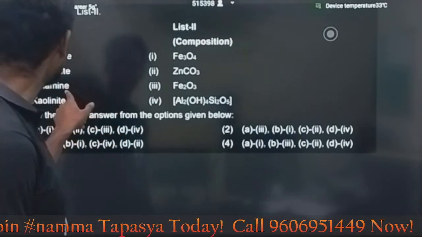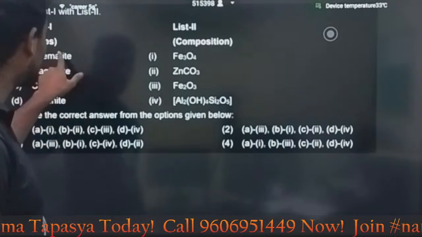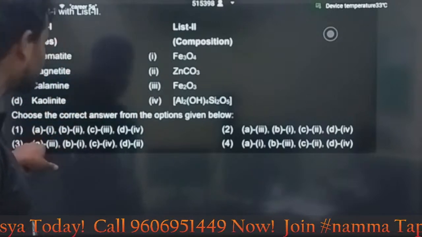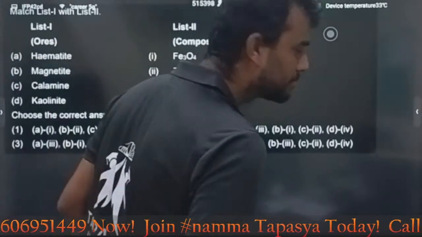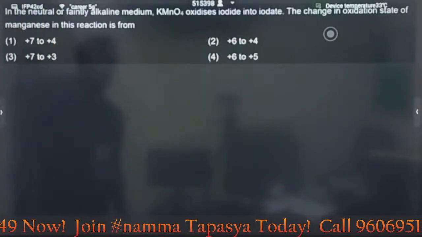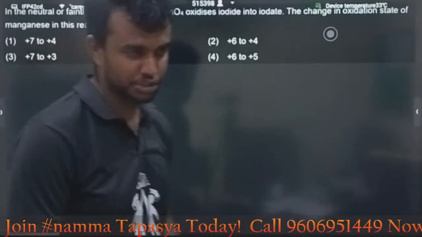Hematite, no, one second. Hematite, A is equal to 3, A is equal to 3, we are getting here. Yes, the answer is option B. Answer is option B, very simple, option B is the answer.